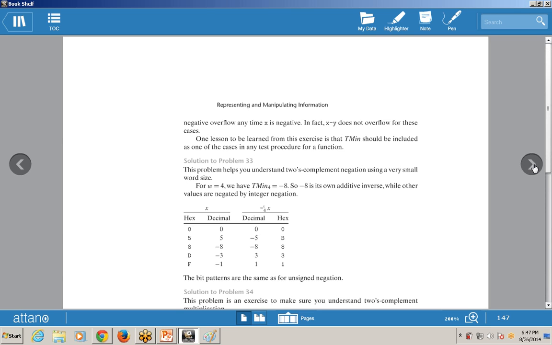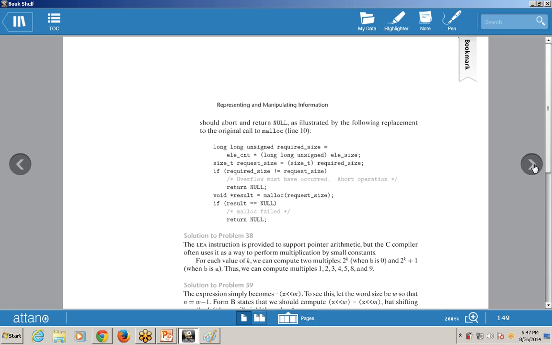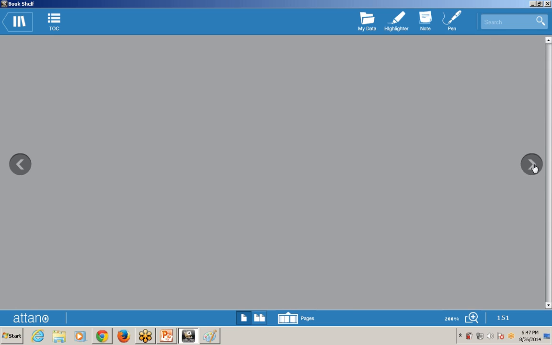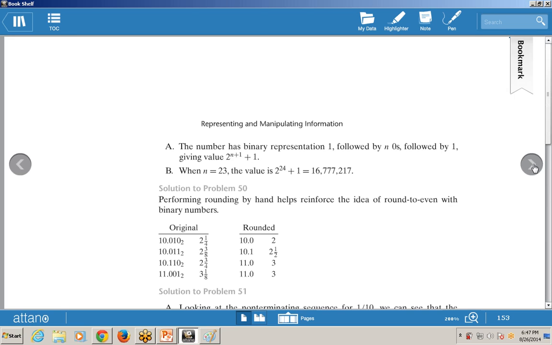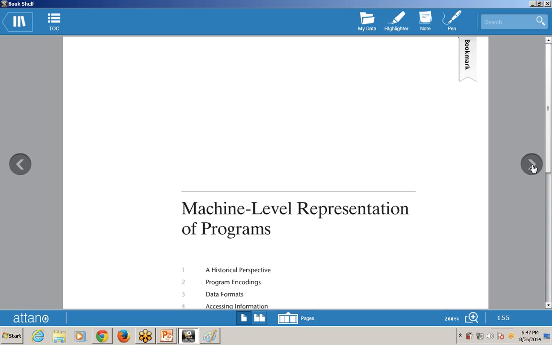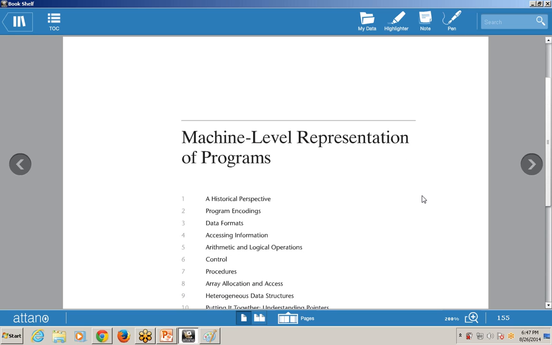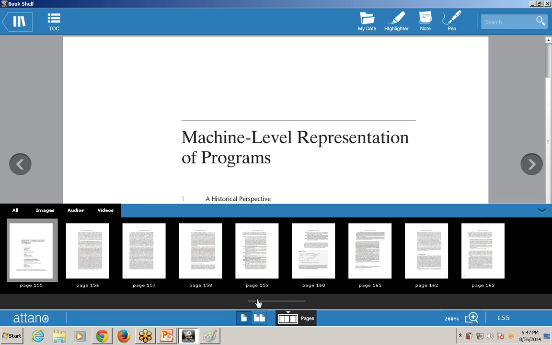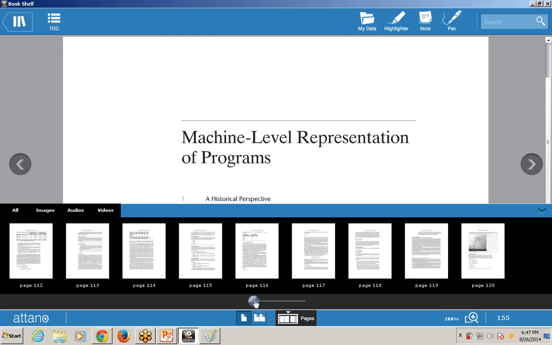These are the examples that are available in your book. Now, the next chapter is machine level representation of program. So in today's class, I will wind up your second chapter, that is representing and manipulating information. So let's take a quick review of today's class and the whole section.